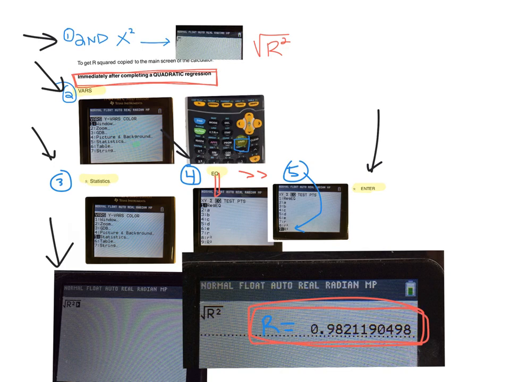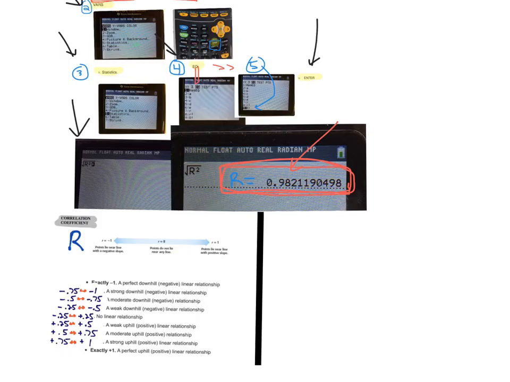And if you notice, the R value is 0.98. And if you know the categories that I talked about before, anytime your R value is in between 0.75 and 1, this is 0.98, so it's almost 1. 1 would be a perfect positive correlation. Well, here 0.98 tells us the quadratic regression is strong. The association between the parabola of best fit and the data is very, very strong.